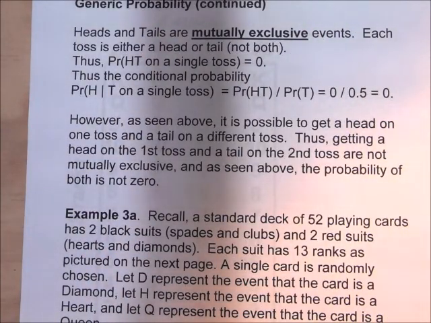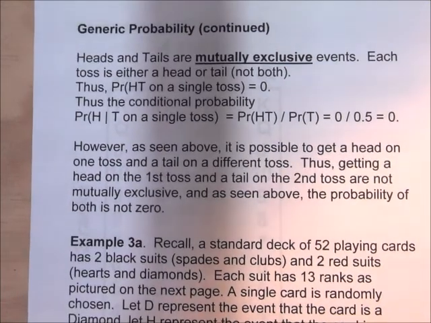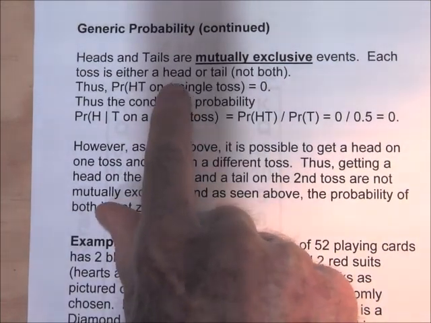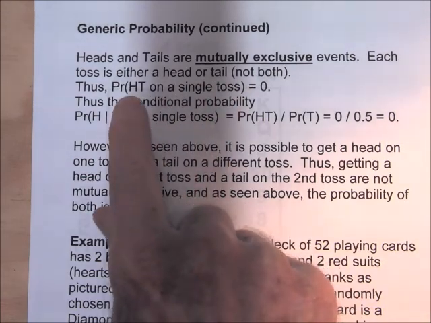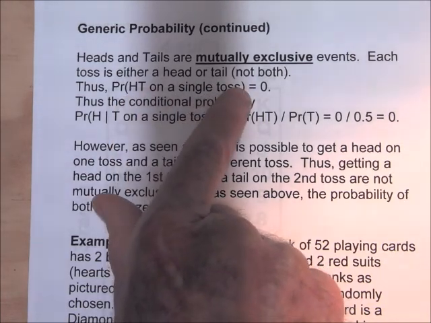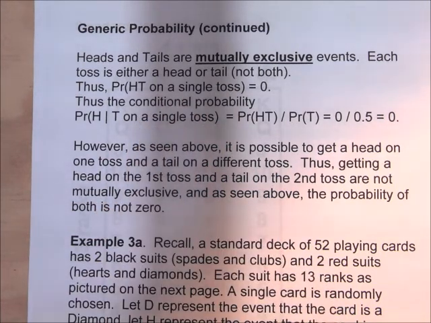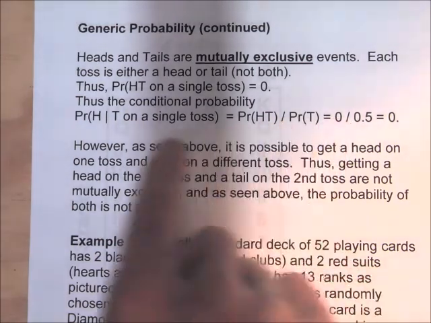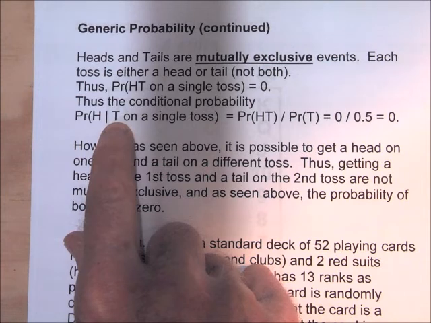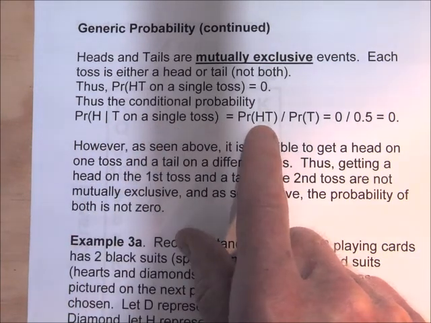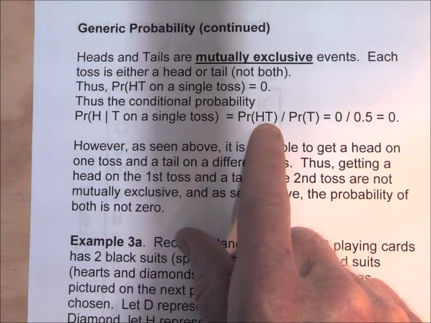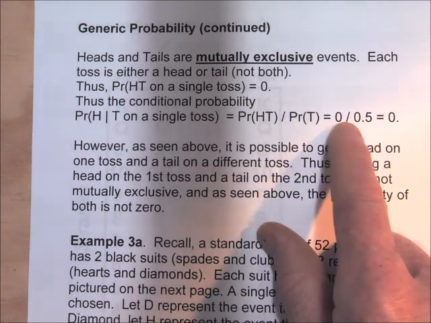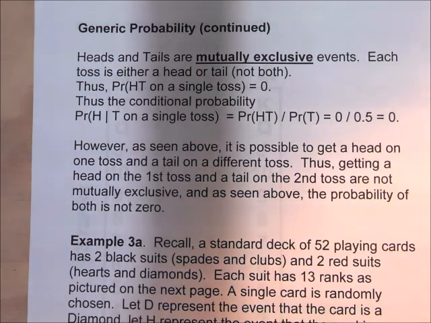On a single toss, heads and tails are mutually exclusive. If you toss the coin once, you're going to get a head or a tail, but not both. So the probability of a head and a tail on a single toss is 0. That's a property of mutually exclusive events: the probability of both happening is 0. Also, for mutually exclusive events, the conditional probability is also 0. So the probability of a head on the first toss, if you get a tail on the first toss, is the probability of both, which is 0, divided by the probability of a tail. So it's 0 divided by 0.5, which is 0.